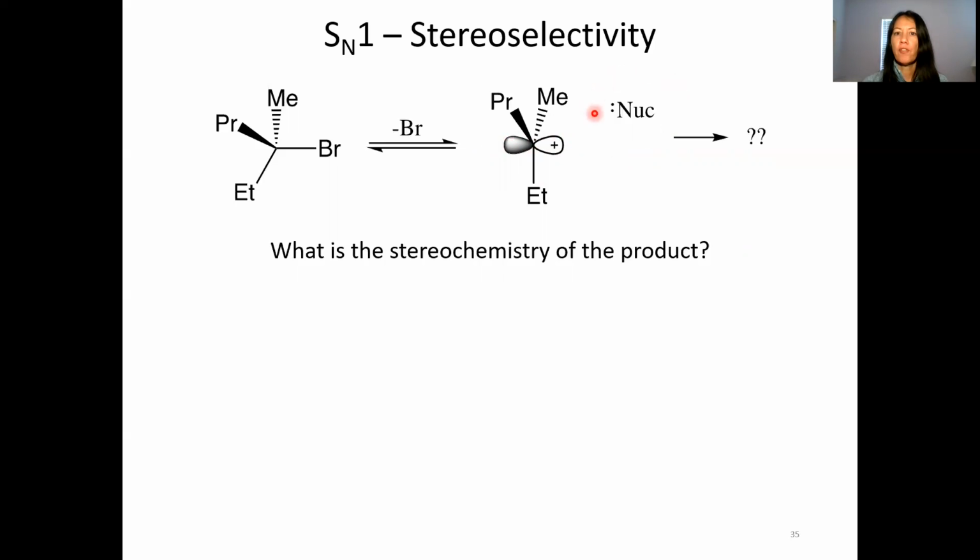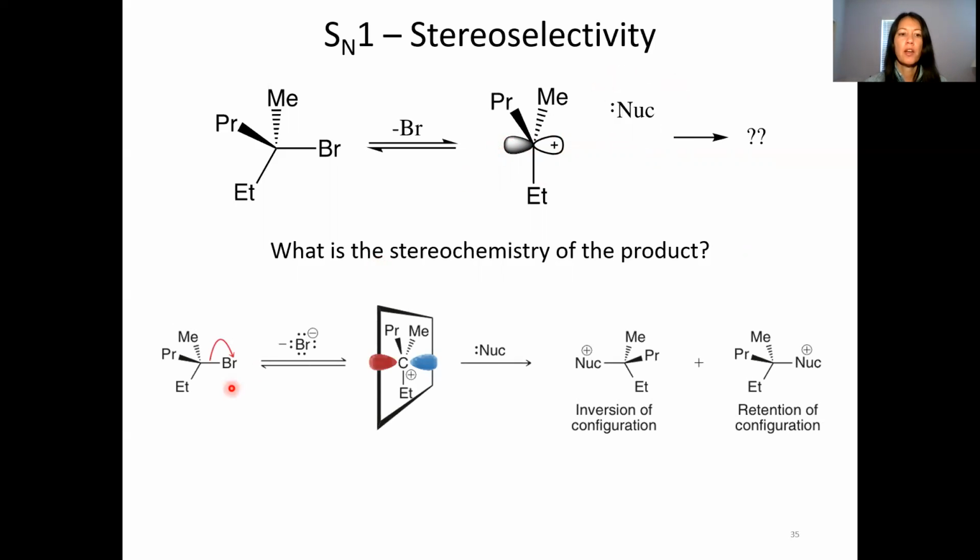So if a nucleophile comes in to attack, which side will it attack from? Is there a preference? There is no preference. If we look at this example, having the bromide leave gives the carbocation, and the nucleophile has equal probability of attacking from this front side or back side. So what you actually get is if it comes in more from the back side here, I'm just calling this back on this planar carbocation center, it appears as inversion of configuration.